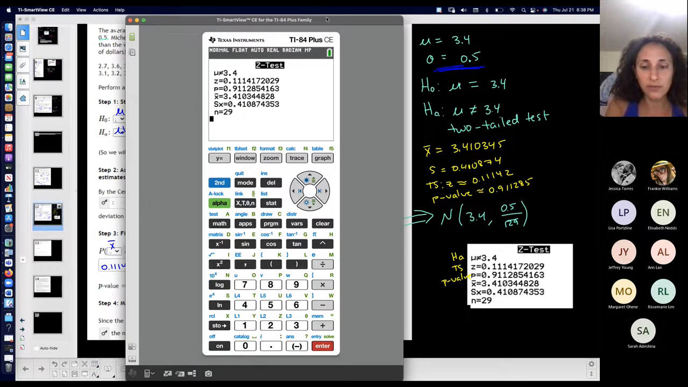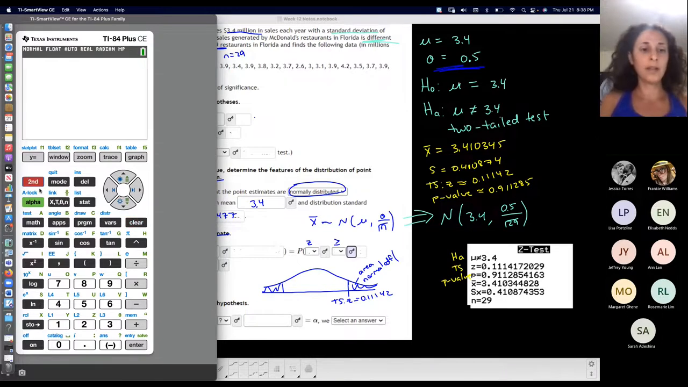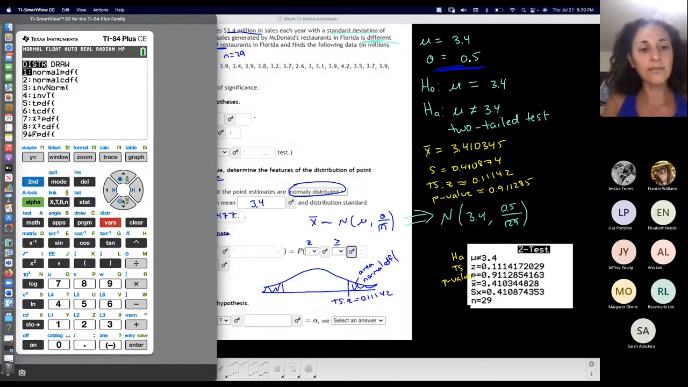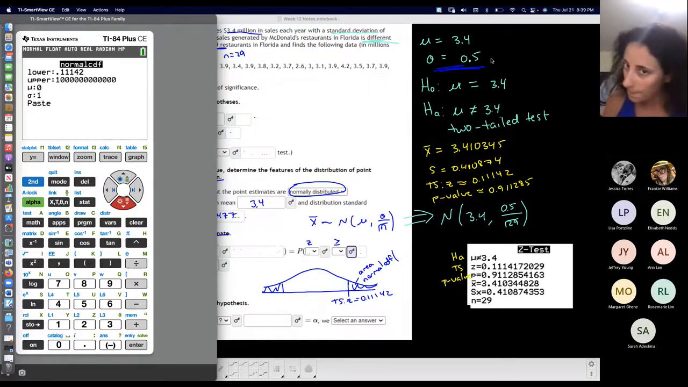Normal CDF, let's look at my curve while I do it, is found under second VARS. Normal CDF, because I'm looking for area. Enter. I'm gonna bound my area with my lower bound, which is this z-score, the test statistic, 0.11142. Upper bound, I'm just gonna make a huge positive number. I'm on a standard normal distribution curve because I'm talking about a z-score. So I'm leaving mu equal to zero and standard deviation equal to one. Be careful, you do not put the sample values there because I'm just finding the area corresponding to that z-score.